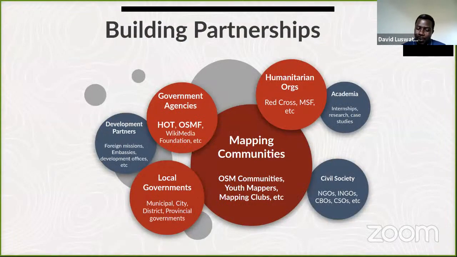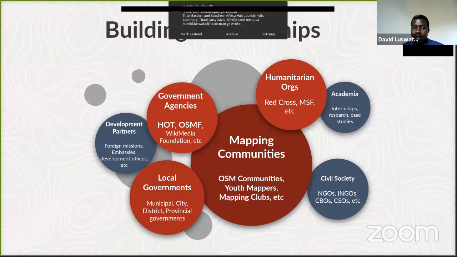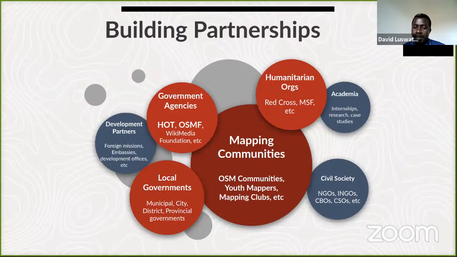While we are working towards achieving those goals, we are looking to build partnerships with different groups of organizations or individuals that are working to deliver services or humanitarian aid within the region. We are looking at mapping communities. These include the OSM communities, youth mappers and other mapping clubs that exist within the region. We'll be working towards creating some more of those within the region. And then we will be looking at engaging and having conversations and building partnerships with humanitarian organizations, the Red Cross, MSF, and several others within the humanitarian space. So we'll be engaging and discussing more.